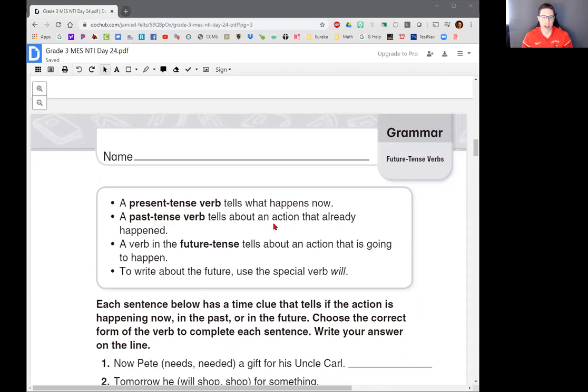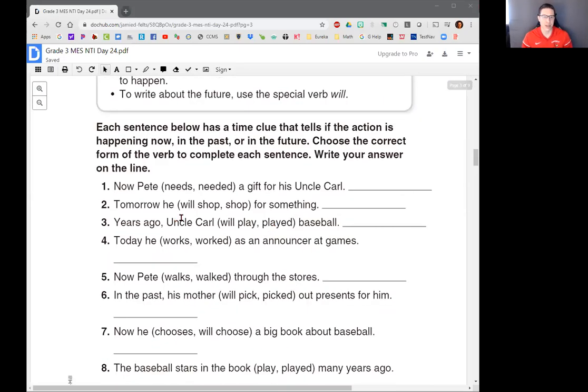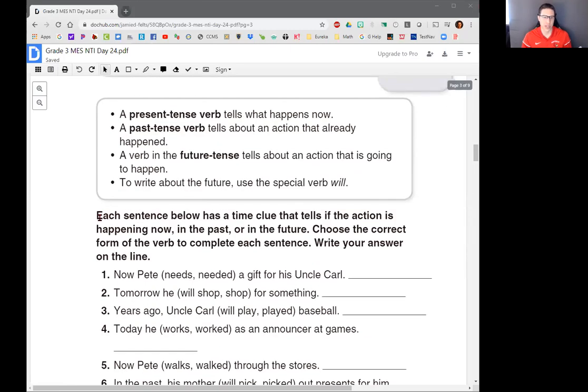Okay, moving on to grammar. We're working with 3 different types of verbs. In some previous lessons, we've talked about present, past, and future tense. We're kind of bringing that all together here. And so the directions are really important here, so let's take a look at those.